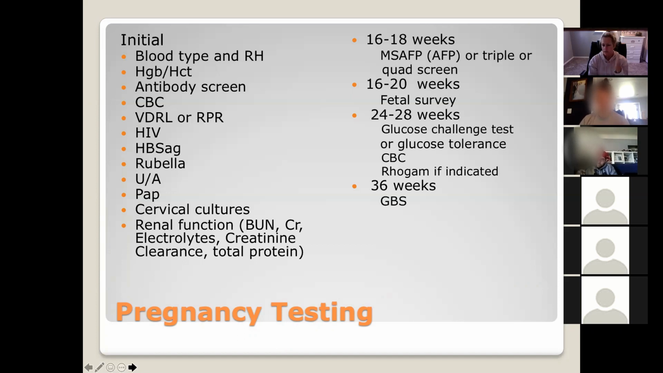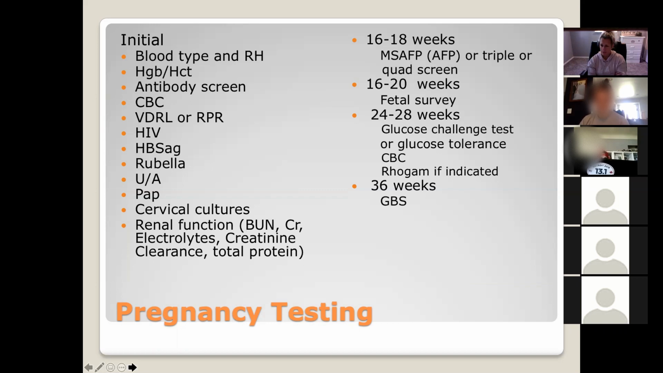And then Rh is whether it's positive or negative. Okay. The antibody screen is part of that type and screen test, just looking to see if there's any antibodies within the blood. Okay. Hemoglobin, hematocrit, CBCs, VDRL or RPR. So those are just two different types of tests, but they both test for syphilis.